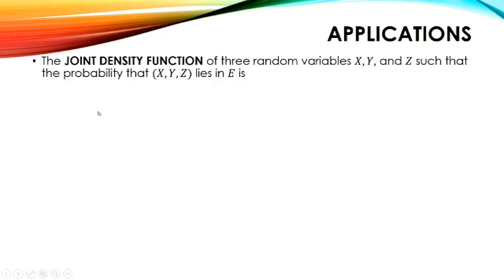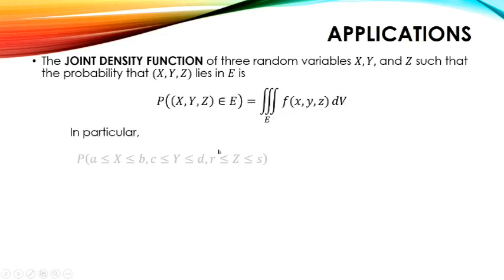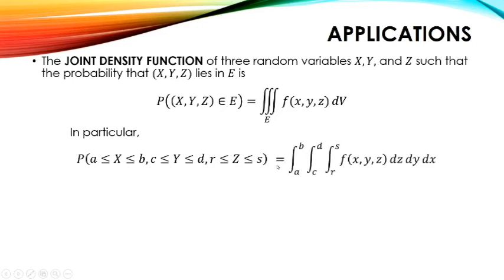Another application is the joint density function of the 3 random variables x, y, z such that the probability that (x, y, z) lies inside the solid region E is the triple integral of the given function f(x, y, z) dV. In particular, the probability that the variable x is between a and b, y is between c and d, and z is between r and s is the iterated triple integral of f(x, y, z) dz dy dx, evaluated with z from r to s, y from c to d, and x from a to b.